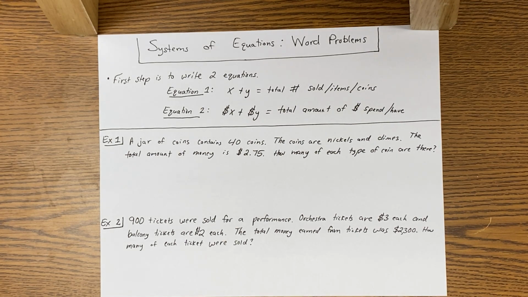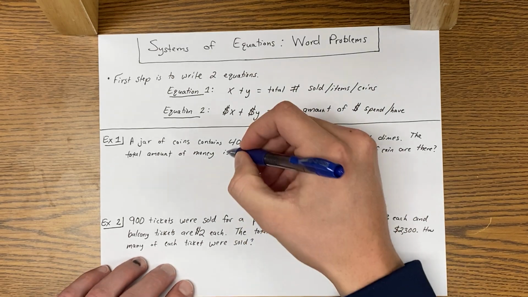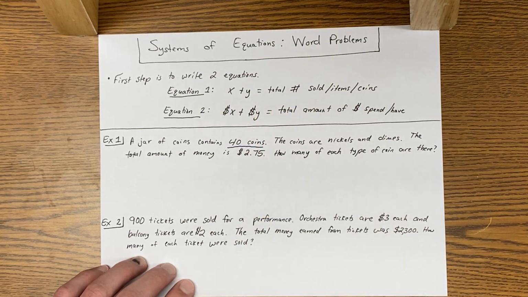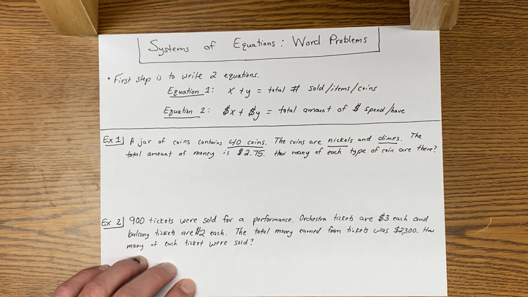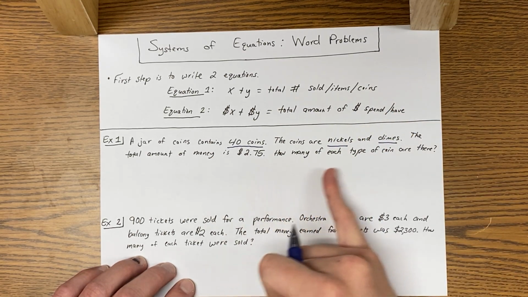First one says a jar of coins contains 40 coins. The coins are nickels and dimes. The total amount of money is $2.75. How many of each type of coin are there? Okay, so let's think about up here it says equation number one, x plus y equals our total number of items sold, total number of items, total number of coins. So they gave us that we had a total amount of 40 coins, and we know that there are nickels and there are dimes. We don't know how many there are. That's the goal of the question.